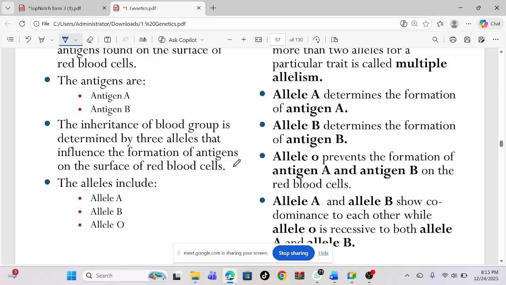Tulikuwa tunasema hivyo wakati tulikuwa form 2, the first topic tulikuwa tunasema blood group A iko na antigen A. Yani there's two antigens, antigen A and antigen B. Now blood group O, they have no antigen.